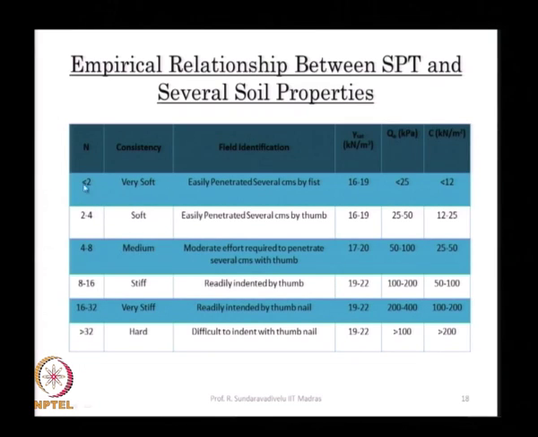So, from the next class onwards we will discuss these soil properties and continue the discussion.